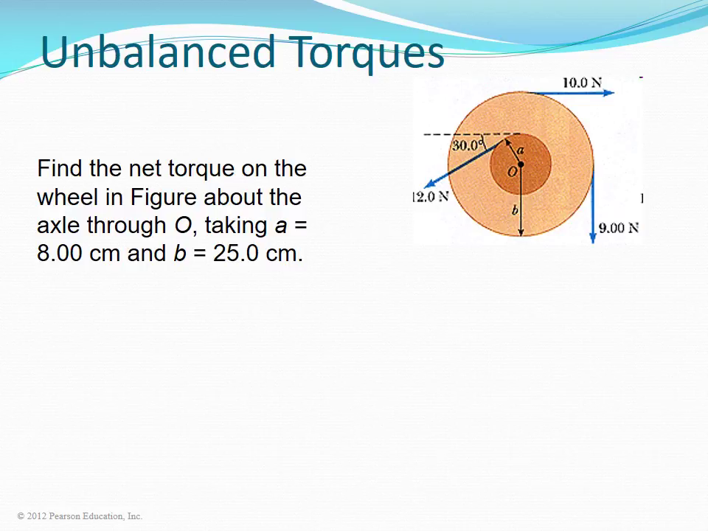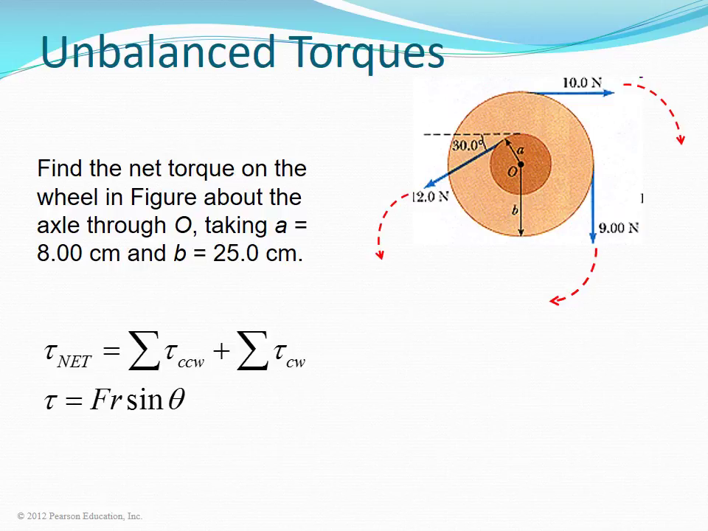Find the net torque on the wheel in the figure about the axle through O, taking A as 8 centimeters and B as 25 centimeters. The 10 Newton and 9 Newton forces give a clockwise torque. The 12 Newton force gives a counterclockwise torque. We are going to find the net torque acting on the wheel using our definition of torque as force times distance from pivot point times the sine of the angle between them.